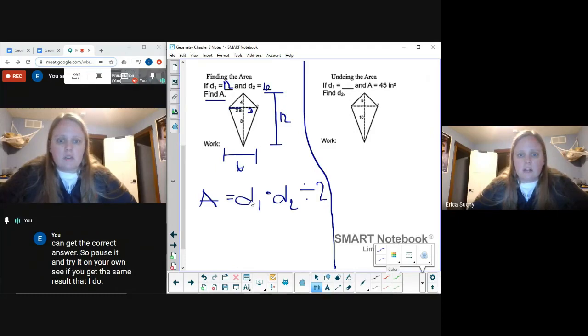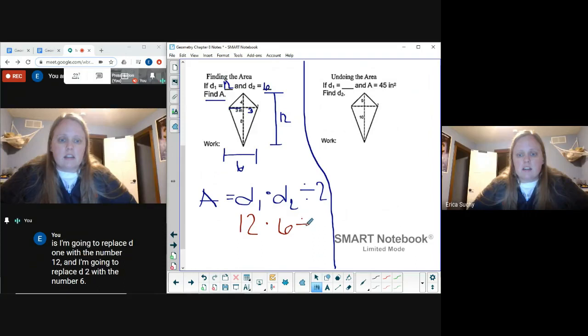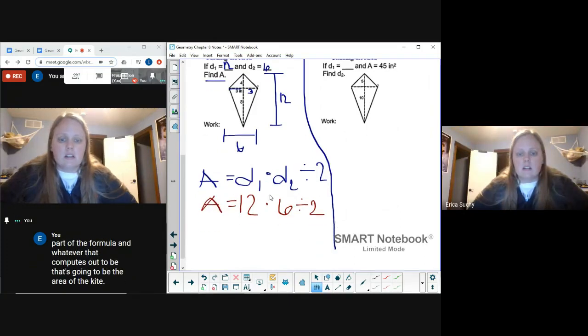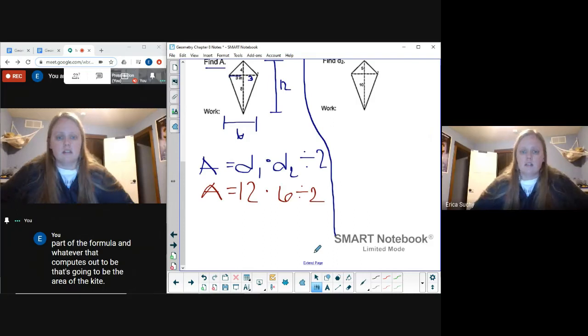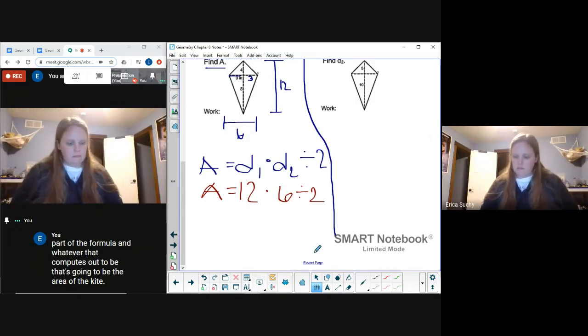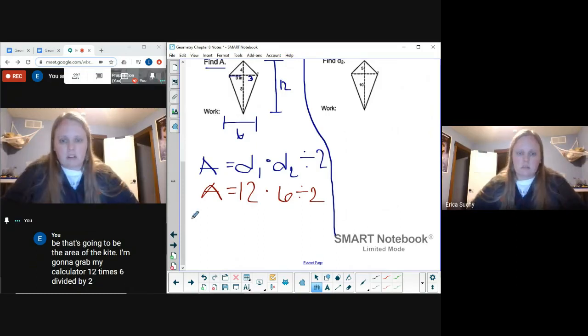All right, so what I'm going to do is I'm going to replace D1 with the number 12. And I'm going to replace D2 with the number 6. And then divide by 2 is just part of the formula. And whatever that computes out to be, that's going to be the area of the kite. I'm going to grab my calculator. 12 times 6 divided by 2 comes out to be 36.